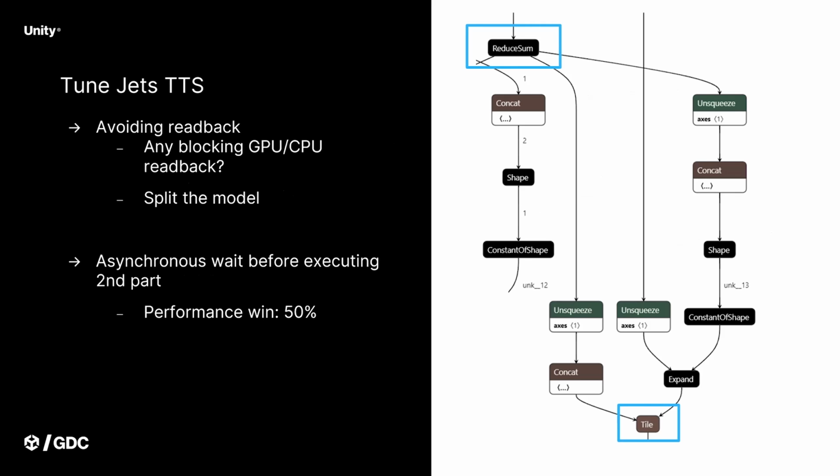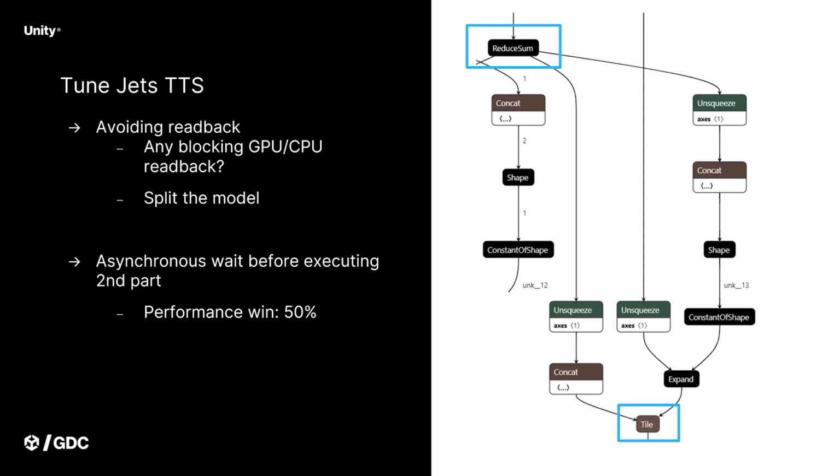So for this model, there was a layer that was doing a reduction and then using the value of that reduction on the CPU to compute a new tensor shape. So that caused a hard download from the GPU to CPU, causing a big performance hit.